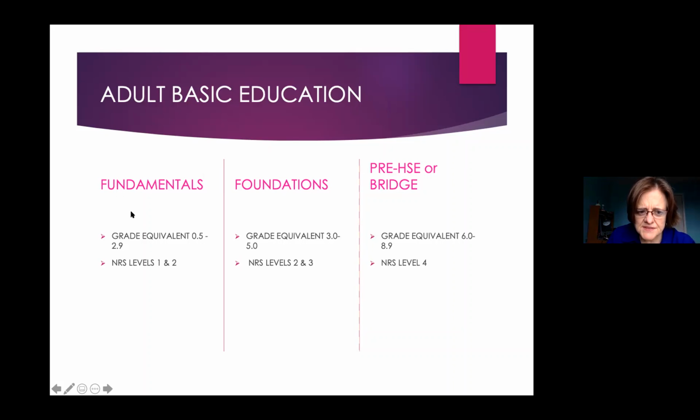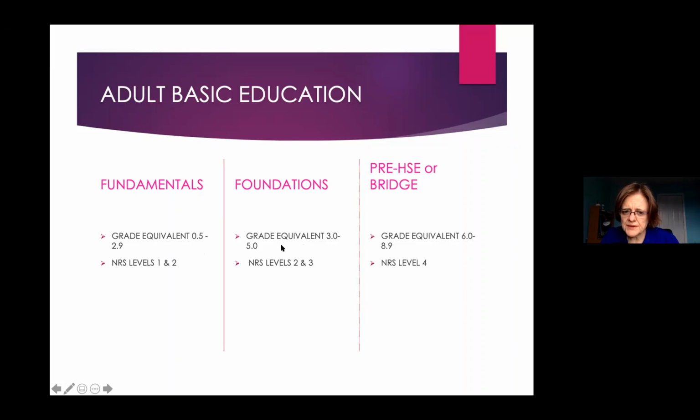So Fundamentals is designed to cover grade 0.5, so from kindergarten to 2.9, for adults only. There are no bunnies or anything like that. That's definitely a problem, I think, for all of us working with adults. If we search out material, suddenly there's a bunny looking at the number line. Oh no, I can't use this. And the NRS levels are 1 and 2. If that makes no sense to you and you're not the person worrying about NRS levels, just think grade equivalent. So that's very low, and it's definitely for adults.